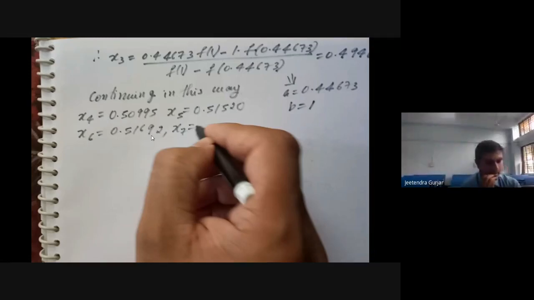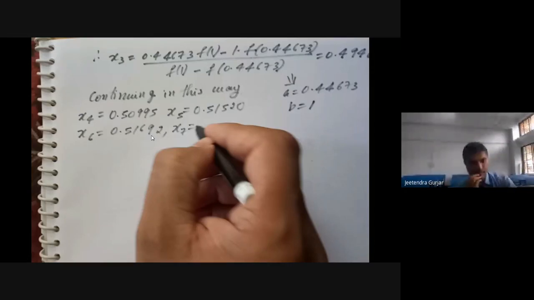I think Arti has got the answer. Attar, you have not got the correct answer. See, check once again in your calculator. To find x7, I'll just repeat what values you are going to take. A is nothing but 0.51692, or you just take 0.5169. That is 4 decimal places. Remember, no need to take more values. 4 decimal places is enough. Find f of 0.51692.